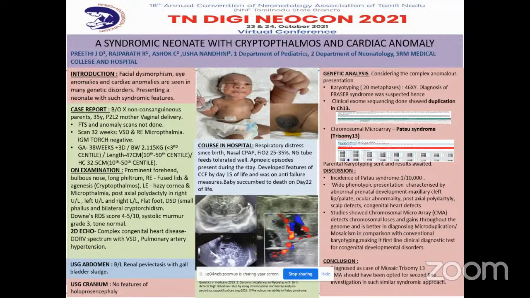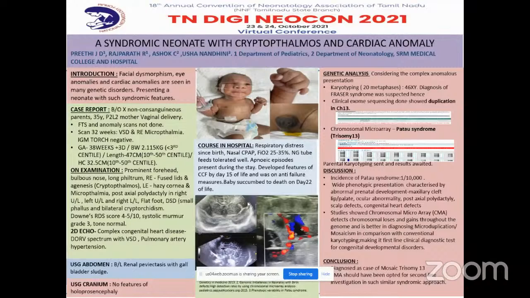Now, the incidence of Patau syndrome is 1 in 10,000 births, and it has a wide phenomic presentation, as we already know. It is characterized by abnormal prenatal development with maxillary cleft lip, cleft palate, ocular abnormality, post-axial polydactyly, scalp defects, and many congenital heart defects.